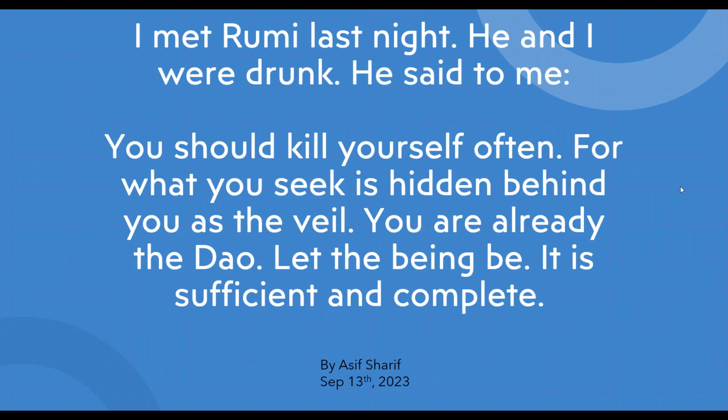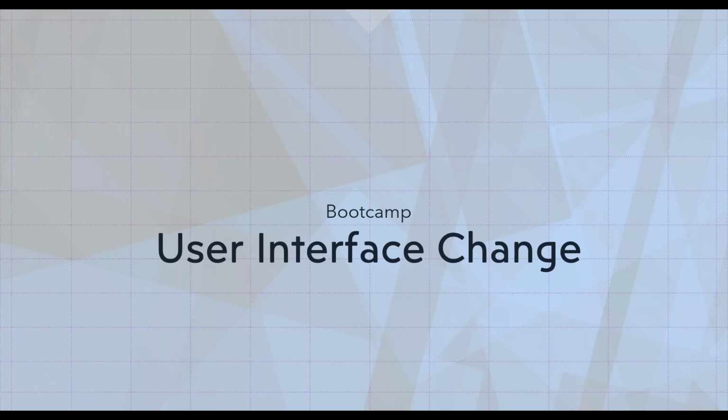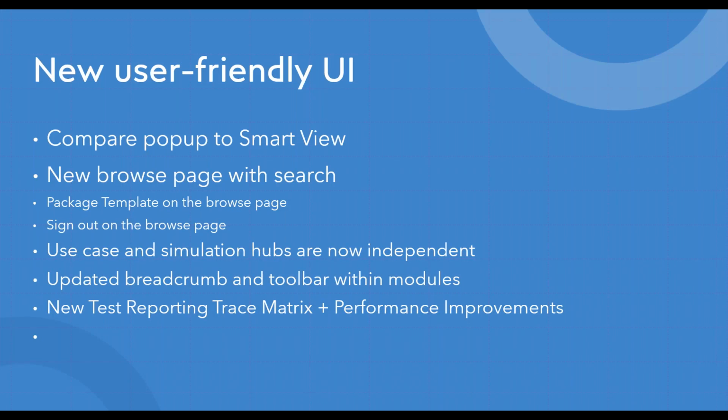With that inspiration, let's get into what changes we have done. In the new release, we've got a new user interface, and there are a few things that we're doing in the new interface. One of the things we've done is implemented Smart View. Some of you might know, in the previous version, we had something called compare pop-up, and you could compare different versions of a work item. We've got a much better implementation of that now. You'll love it.